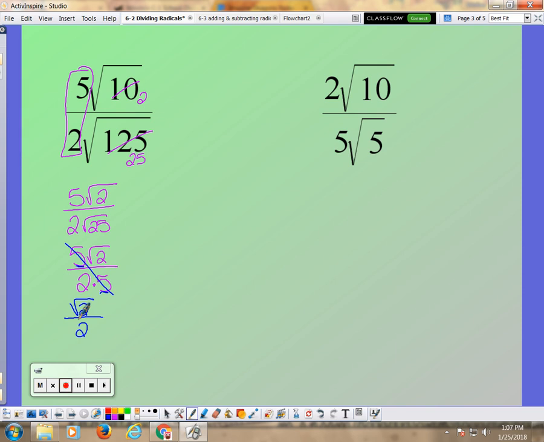All right, here we go again. This 2 and this 5 on the outside cannot reduce them, but I look at the insides and I see that 5 and 10 will reduce, leaving me a 2 on top and a 1 on bottom. So my answer ends up being 2 square root of 2 over 5, because the square root of 1 is 1 and 1 times 5 is 5.